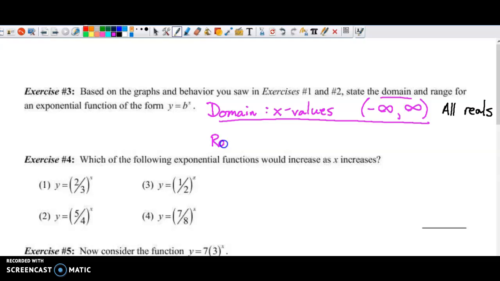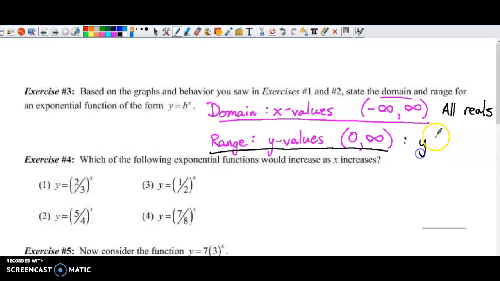Whereas the range, the y values, I really tried to emphasize that we never crossed the x-axis. Now there's ways that we could cross the x-axis if we shift up and down, but on the first 2 exercises, it didn't even hit 0. It went from 0 and infinitely up. In other words, maybe a different way of writing it, is the y's were always greater than 0. They always got positive answers.